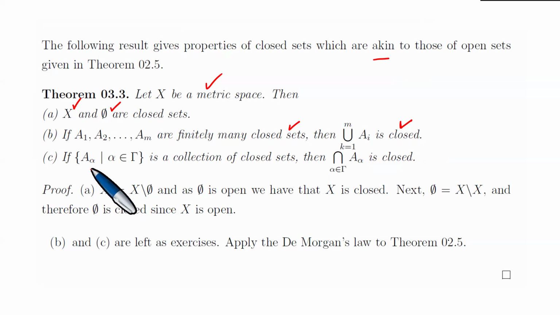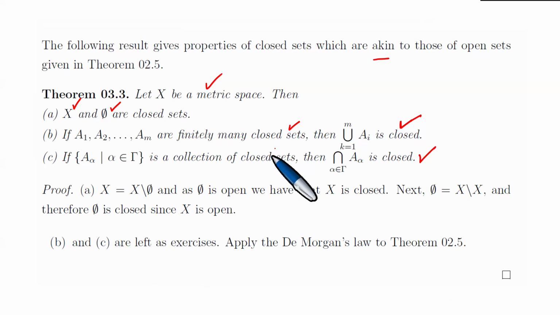If now we take the A alpha, where alpha is an element of gamma, a collection of closed sets, then the intersection of the A alpha is closed. Let us actually pause on this and see what we can do.